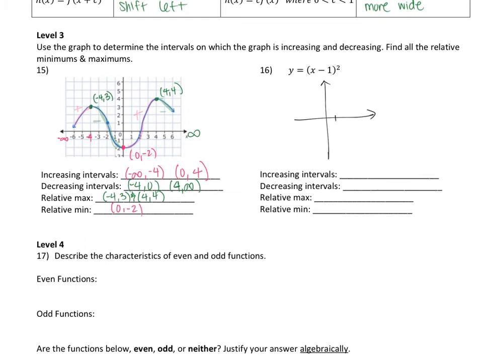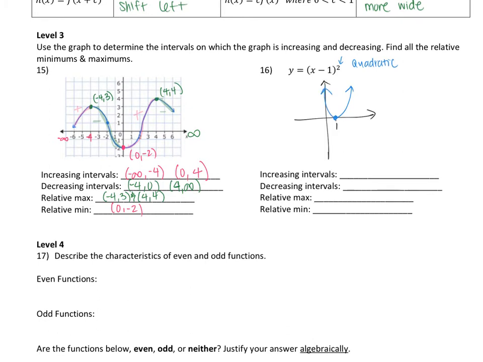A right-hand shift, shifting it to +1 would be right here. So it would plot the vertex here. And because I know that this is a quadratic because of the 2, I'm going to be drawing a parabola. And if I'm drawing a parabola, it's going to be swinging up like this.